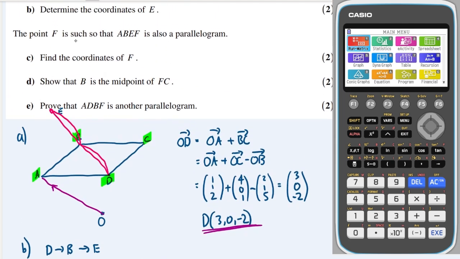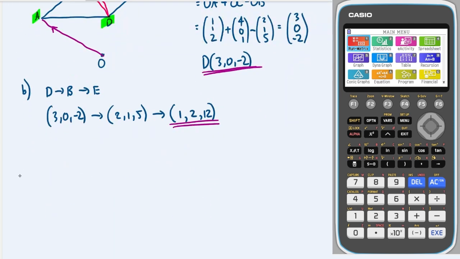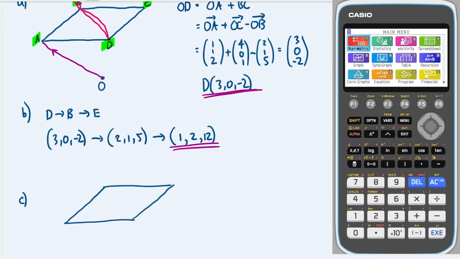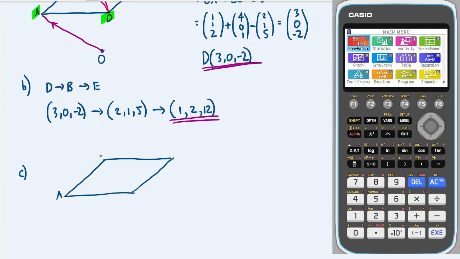Okay, it says the point F is such that ABEF is also a parallelogram. Find the coordinates of F. Okay, so once again, I'm going to draw another parallelogram, like so. And I'm going to label it around in the same way. So we have A, B, E, and F.